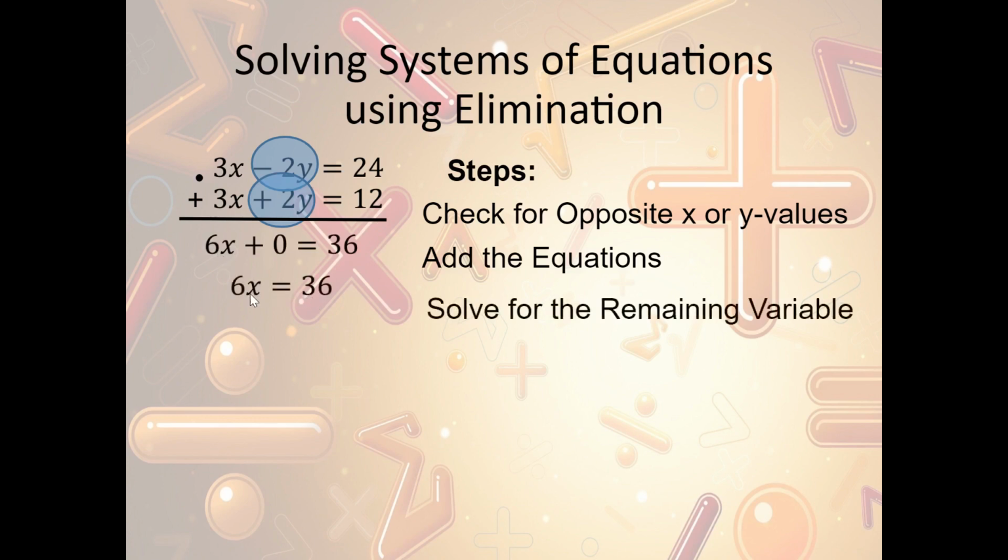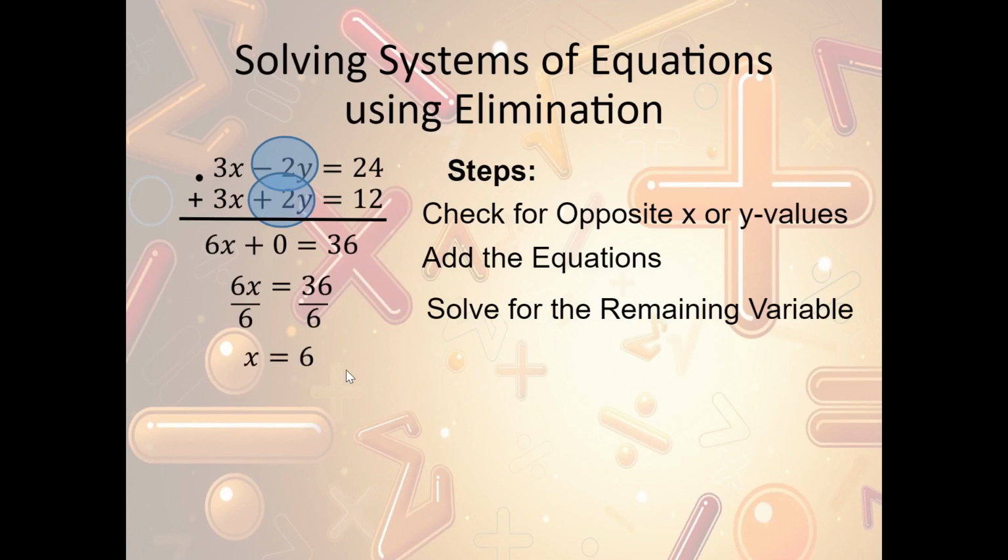Now we're going to solve for x. So 6 is being multiplied by x, so I undo it by dividing. So we divide both sides by 6, and we get x is equal to 36 divided by 6 is 6. So that's x.